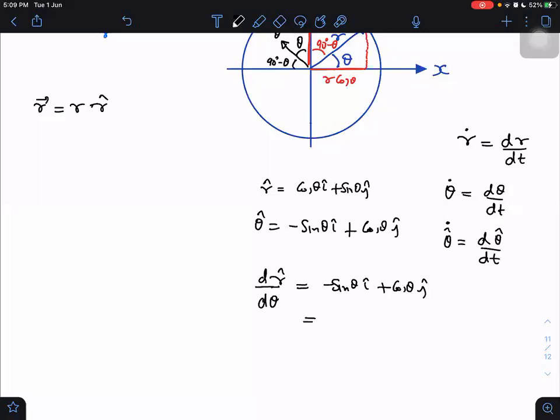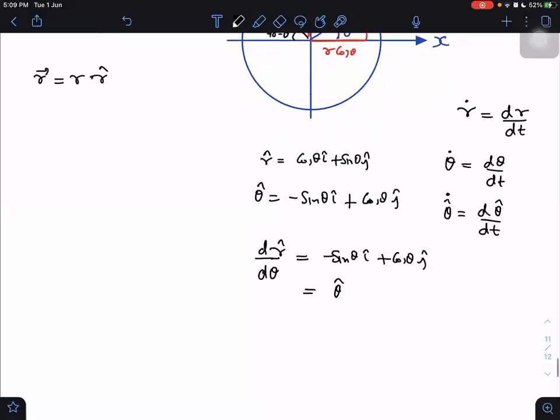If you have understood, then it is coming out to be theta cap or not. Check it once. Is it theta cap or not? It is theta cap only. Very nice and interesting.